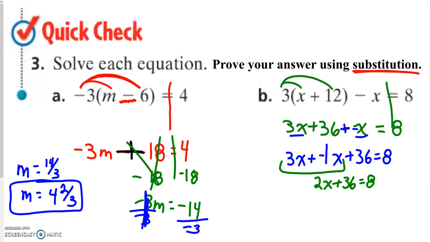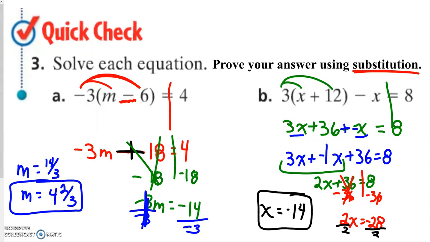Going to subtract 36 on both sides. 2x equals negative 28. I'm going to divide by 2 on both sides. So x is negative 14. Again, if I substitute, I'm going to go back up here. 3 parentheses, x should be negative 14, plus 12 parentheses, minus x. And x, I think, is negative 14. Hopefully that'll all equal 8.